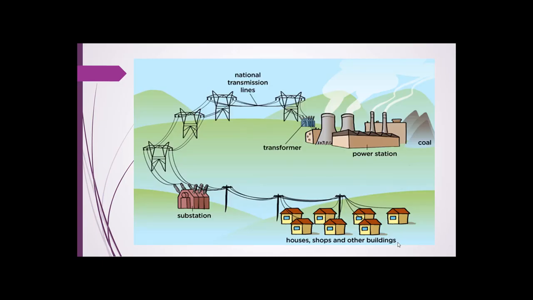First of all, let's see how electricity is provided to houses and buildings. First of all, we have power stations. These power stations use different sources of energy to produce the electricity. This electricity will be transmitted through national transmission lines to substations. Again, from these substations, the electricity will be transmitted to houses, shops, factories, and other buildings through lines or cables as well.